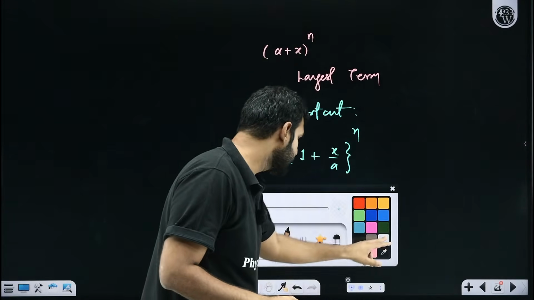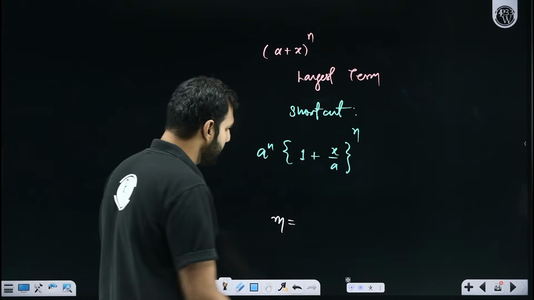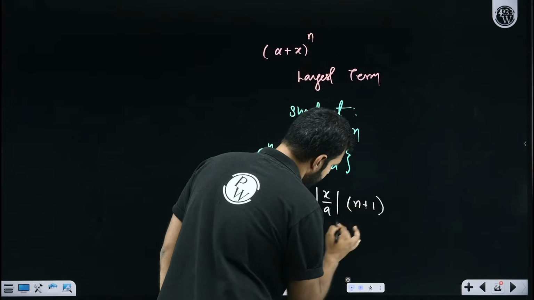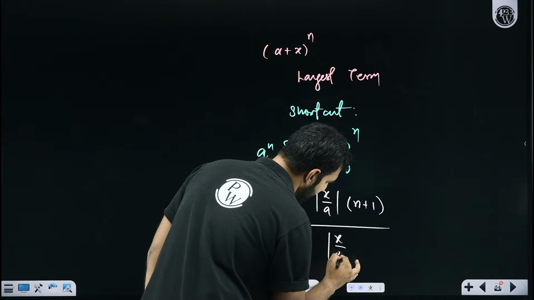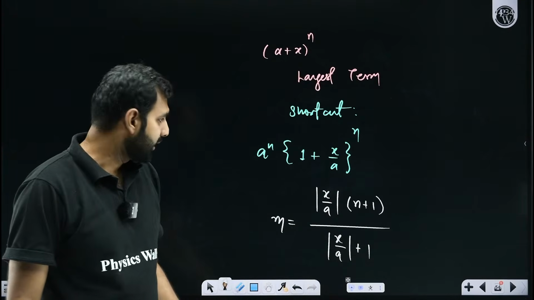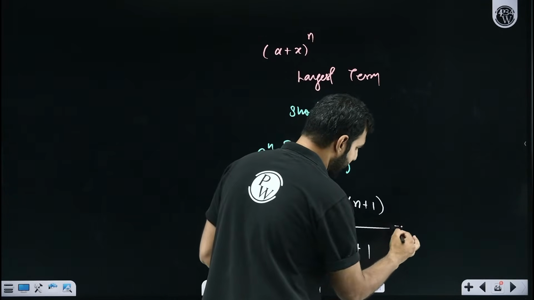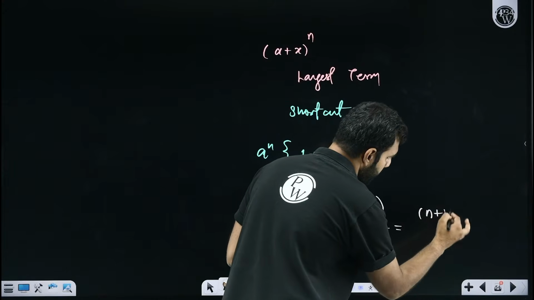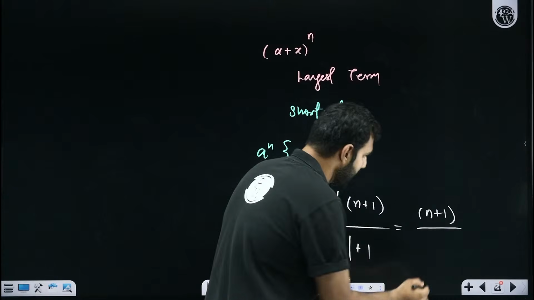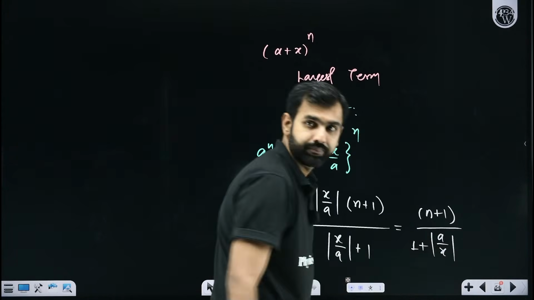So with that, we know the short formula here that we find m. How do we define m? m is given by |x/a| times (n + 1) divided by (|x/a| + 1). Or I could rewrite it in a better format if I divide both numerator and denominator by |x/a|. So the numerator looks like n + 1, divided by 1 upon |x/a|, which I can write as 1 + |a/x|.